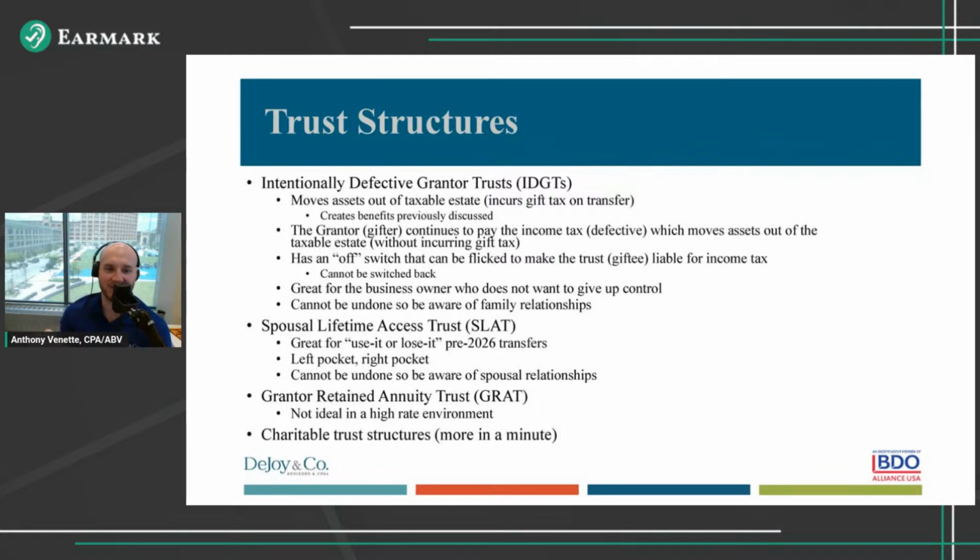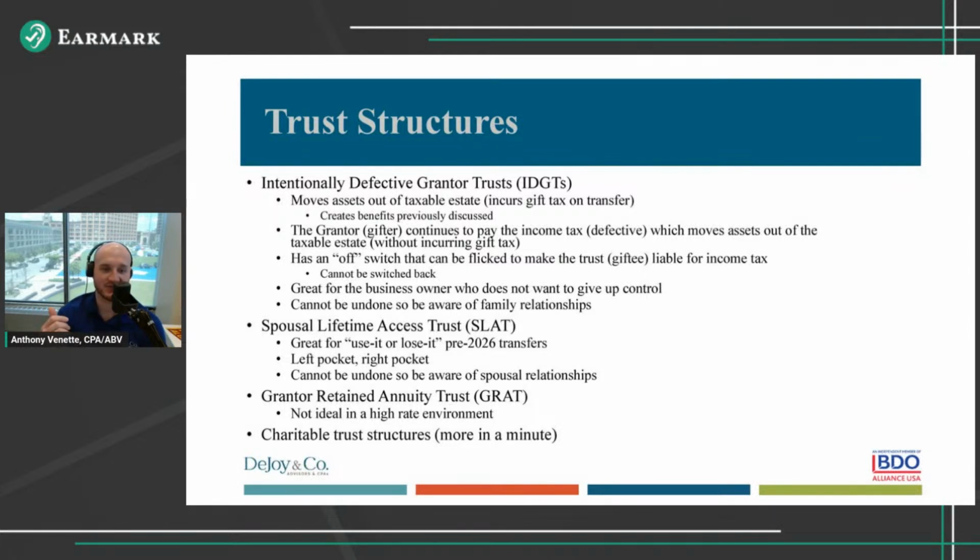We have a spousal lifetime access trust, or a SLAT. Really good for use or lose it during the pre-2026 transfers. Functionally, it's a left pocket, right pocket for most people. If you have a good relationship with your spouse, you're not concerned about that over time, this can be a great solution. We can even do a pair of slats, one between the husband and the wife, and one between the wife and the husband. Important when you're structuring those that those don't look identical, because the IRS will look through that and just pierce right through them, but can still accomplish a lot of benefits. So that's one I would absolutely encourage you to talk at length with a lawyer before you pursue that.